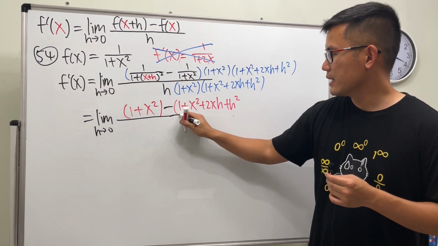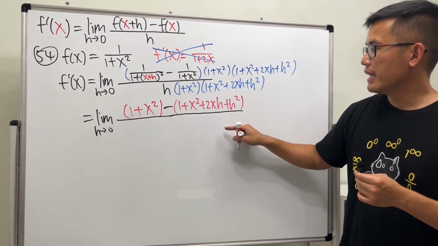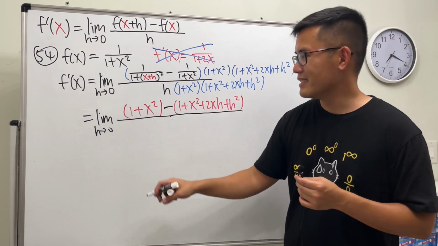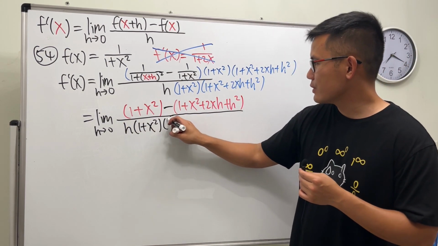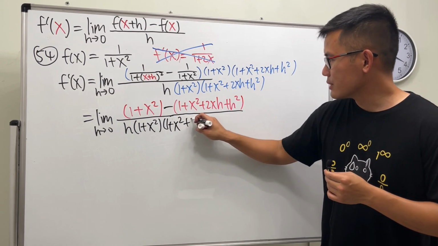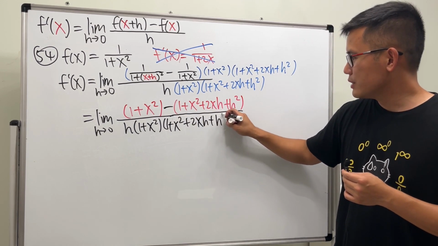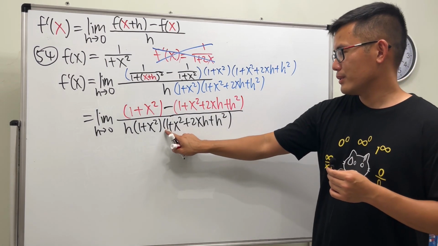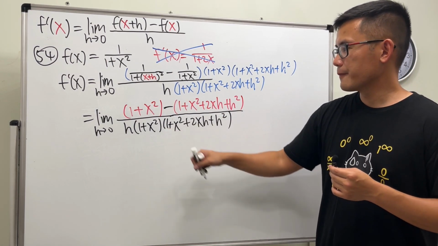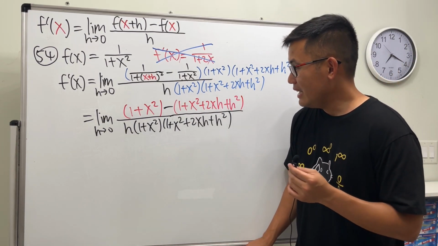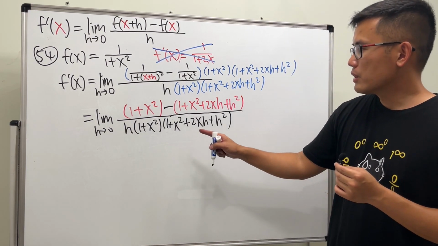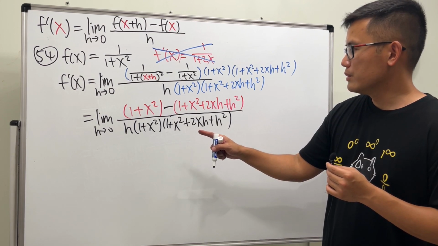All right? Cool. And then the bottom, maintain it. h times 1 plus x squared times 1 plus x squared plus 2xh plus h squared. Wow. I wish I could just copy and paste. Maybe it's easier that way, huh? Anyway, so we're just going to see what we can do.